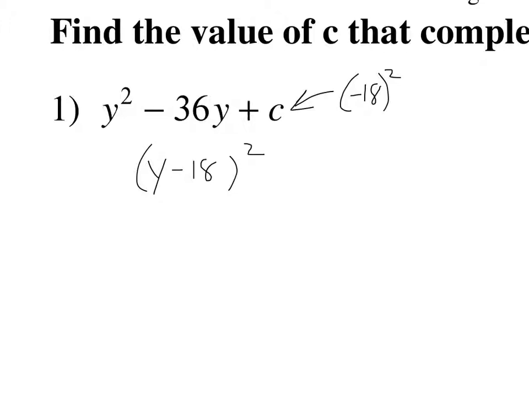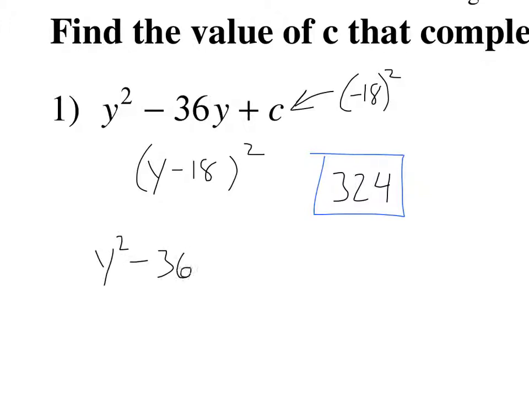So if you don't know what that is in your head, grab a calculator. What is negative 18 squared? 324, is that what I heard? Yeah, so that's your answer. Okay, all you're looking for here is the value that makes this a perfect square trinomial, which means it's a trinomial that can be factored like so. So we're looking for that number.